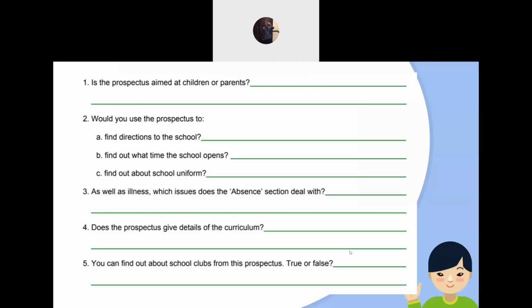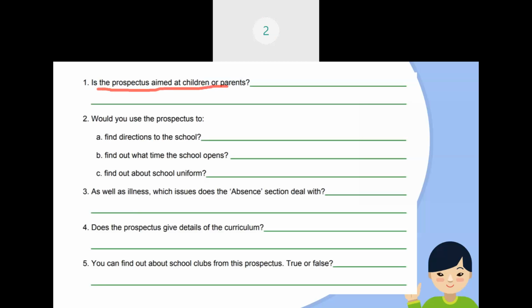Is the prospectus aimed at children or parents? Ashmita, is the prospectus aimed at children or parents? I can't see anything. Question is there. Yeah, okay, now I can see. Is it children?